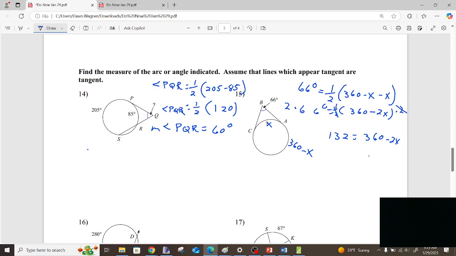So now you just use algebra. So I'm going to subtract 360. I should get a negative number because I'm going to be dividing by a negative number. What's 132 minus 360? 228 negative. And then I'm going to divide by negative 2. And so what does X equal?